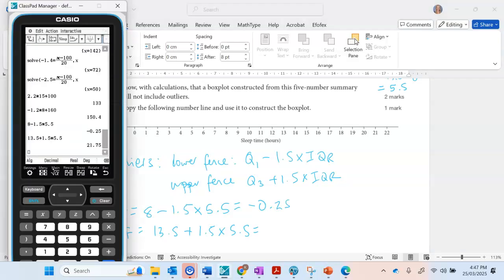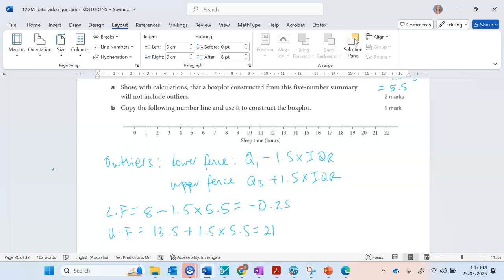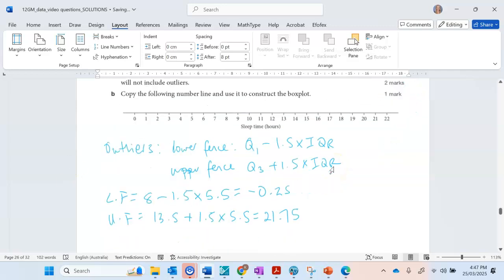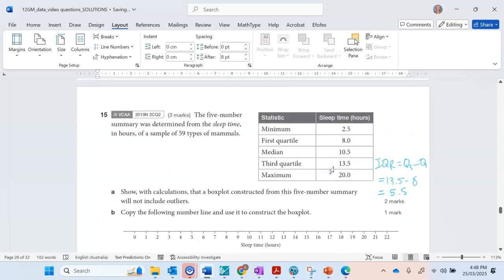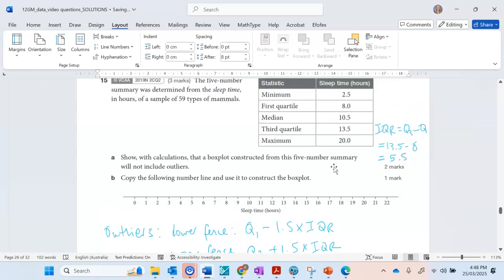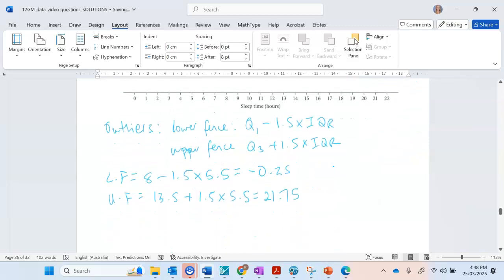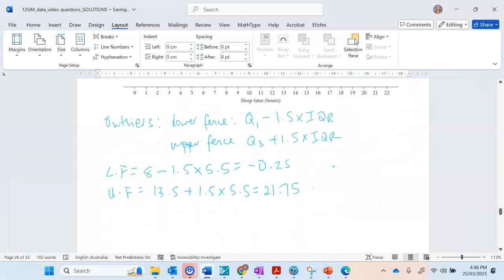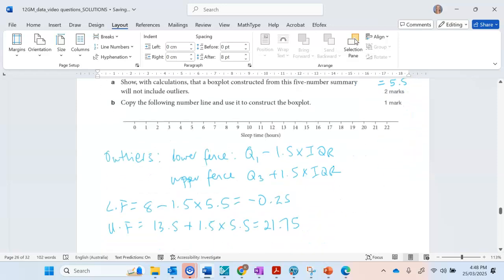And what was the other one? 21.75. So basically anything below the lower fence would be an outlier. Anything above the upper fence will be an outlier. So we can see that the minimum is 2.5, which is not below, and the maximum is 20. So we can just say, I can't remember what the number was, 2.5.